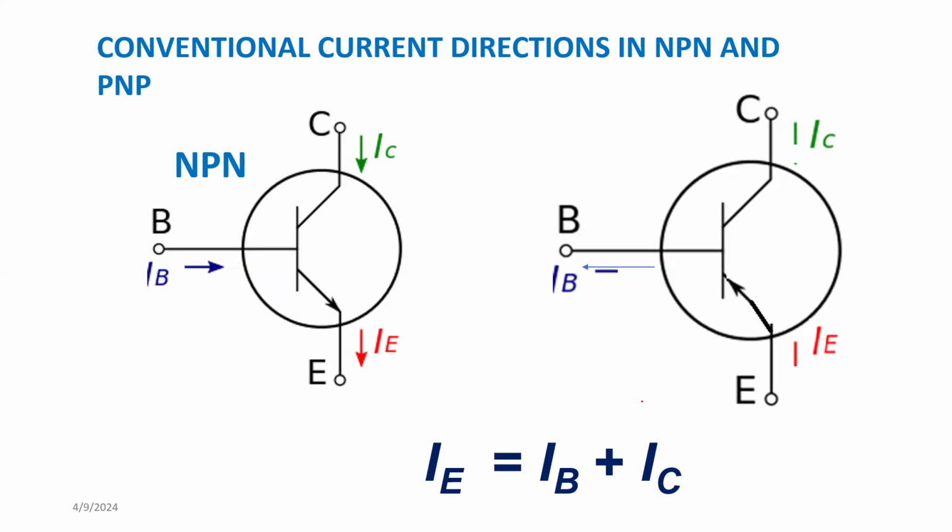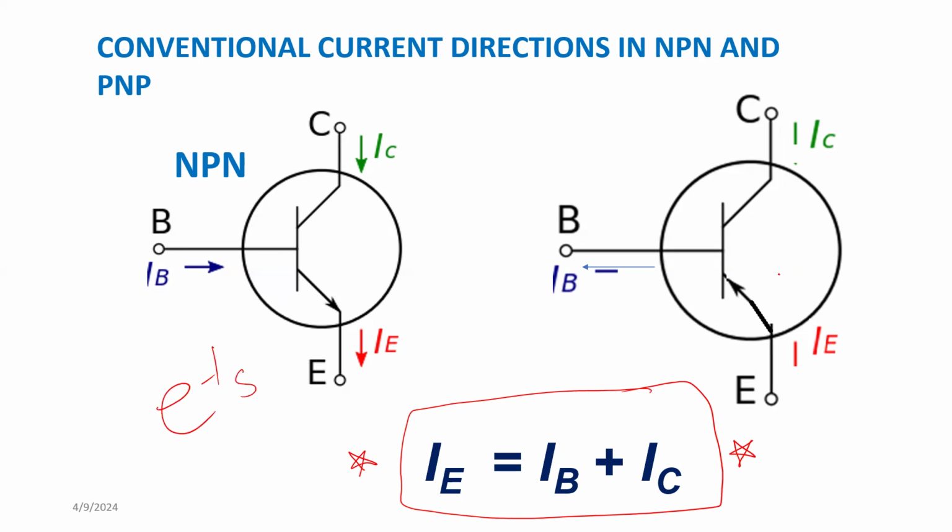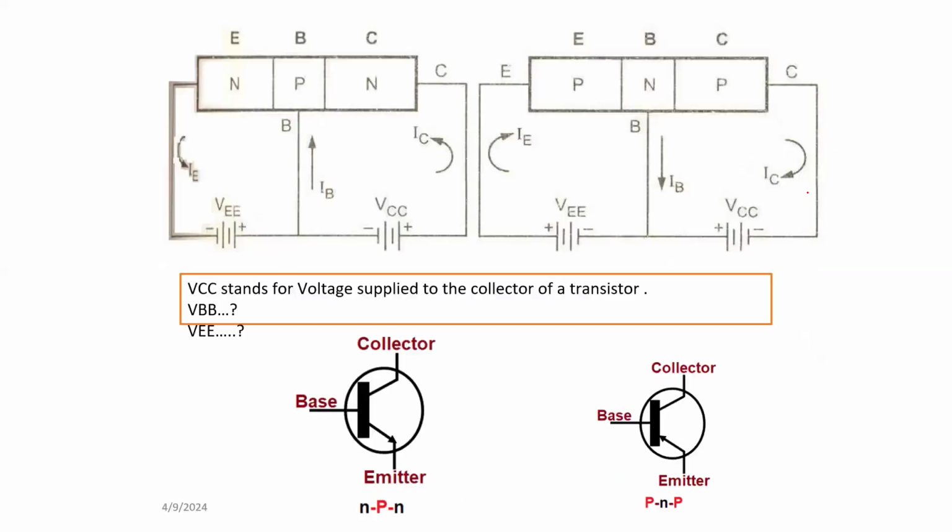And don't forget to write this: emitter current is obviously equal to the summation of base current and collector current. When you come across BJT operation, you have to write this equation. Emitter current is equal to base current plus collector current. If it is NPN, the majority charge carriers are electrons. If it is PNP, the majority charge carriers are holes. You have to draw this diagram, NPN, PNP. For the N part, connected negative, positive. This one is forward bias and this one is connected in reverse bias. That mode of operation is called the active mode of operation.